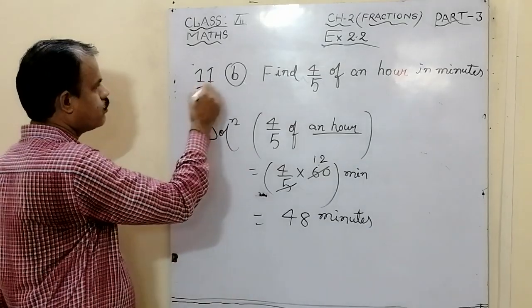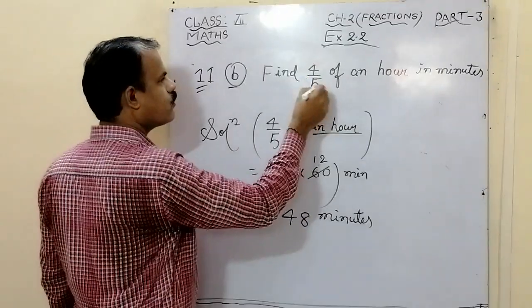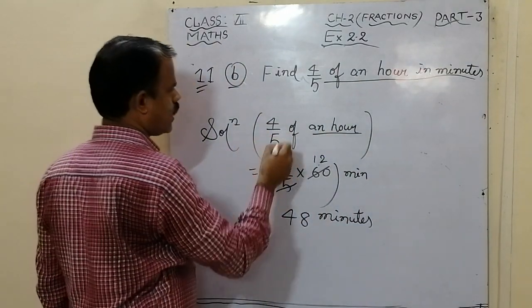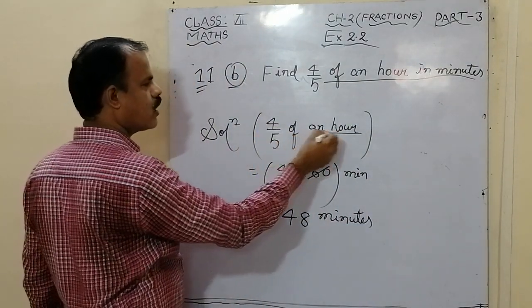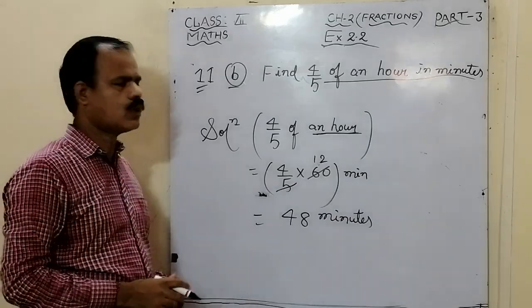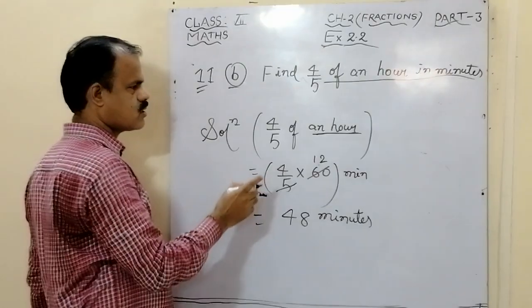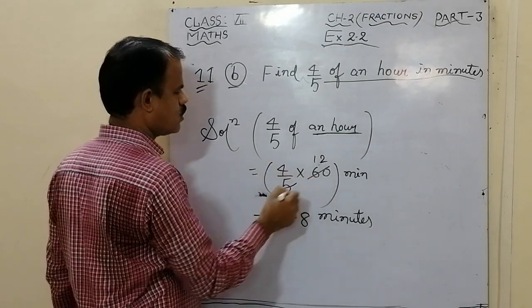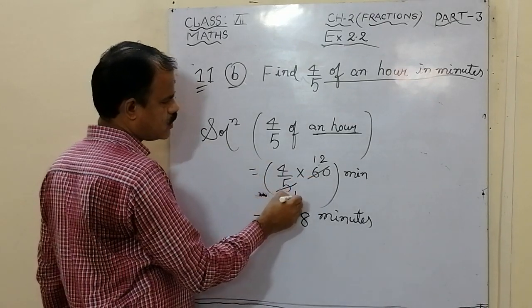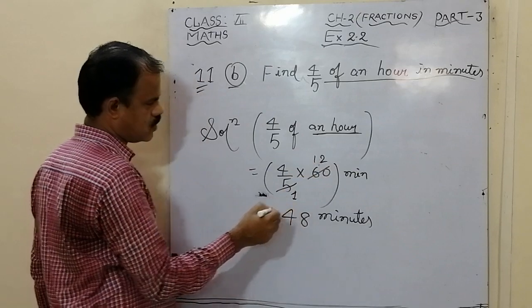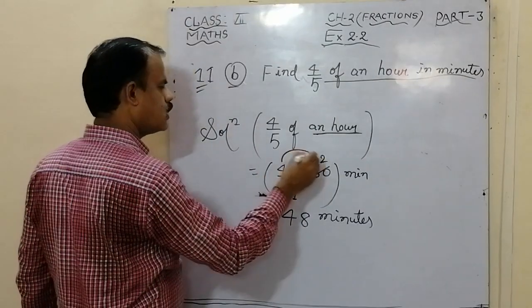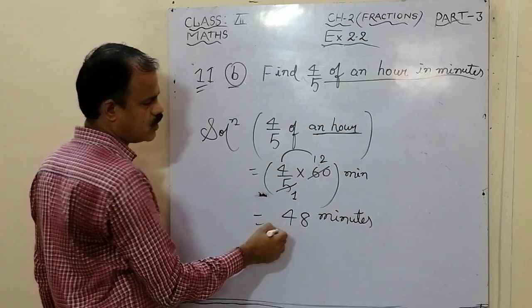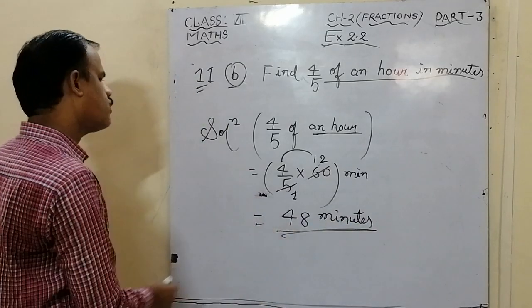Student, question 11 B part. Find 4/5 of an hour in minutes. So we write here 4/5 of an hour. An hour means 60 minutes, 1 hour equals 60 minutes. So 4/5 into 60. We cut here: 5 ones are 5, 5 twelves are 60. When we multiply 4 into 12, it becomes 48 by 1, that is 48 minutes. So the final answer is 48 minutes.